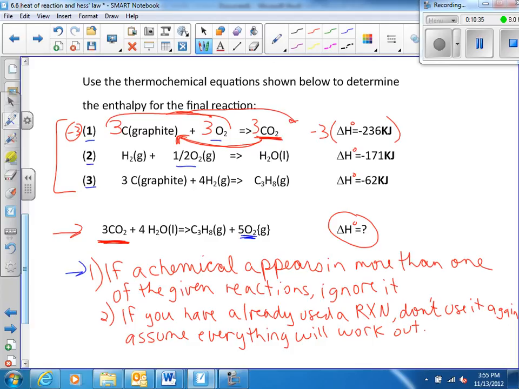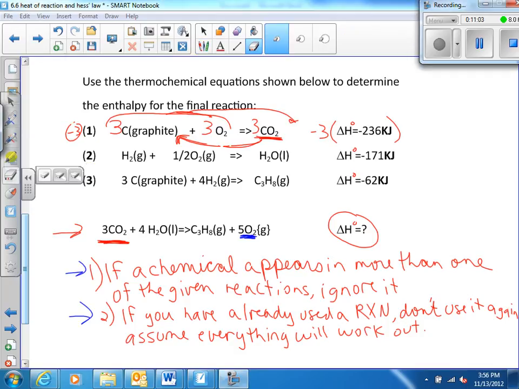We're going to just ignore it and hope everything works out. So anytime a chemical appears in the reaction you're trying to get to, if that chemical appears in more than one reaction, just ignore it for now. We're not going to use it to figure out what we multiply or reverse for a reaction. And the second rule, very important: if you have already used a reaction, don't use it again. Assume everything will just work out.